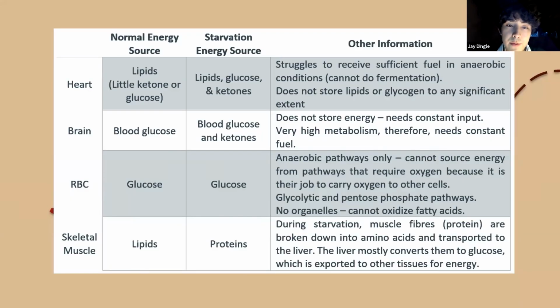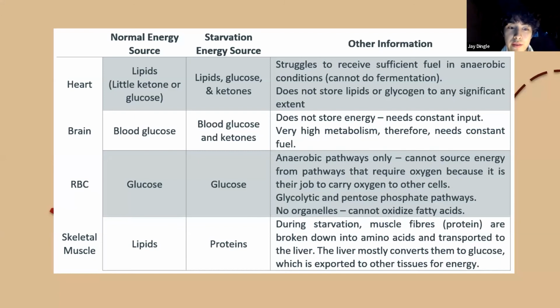So this is a table outlining the energy sources that each major component of the body uses. So mainly the heart, brain, red blood cells, and skeletal muscles. And these will be the ones that you need to know for your exam. So your key takeaways are your cardiac muscle, the heart, will use primarily fatty acids from blood circulation. And then when the fatty acids aren't available, it'll turn to glucose and ketones. So fatty acids first, followed by glucose and ketones.